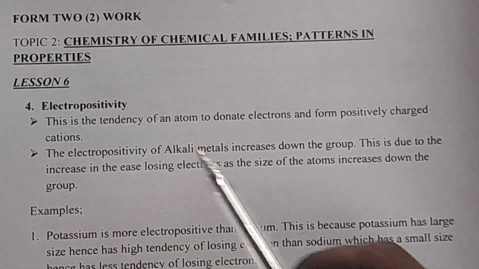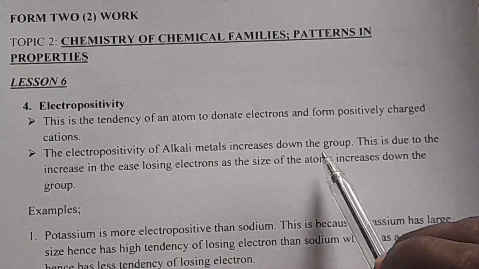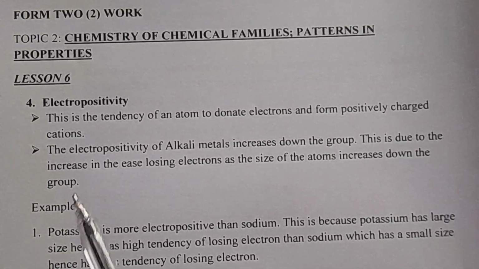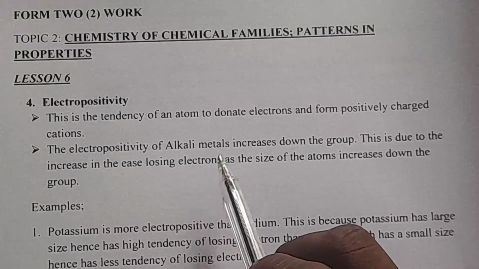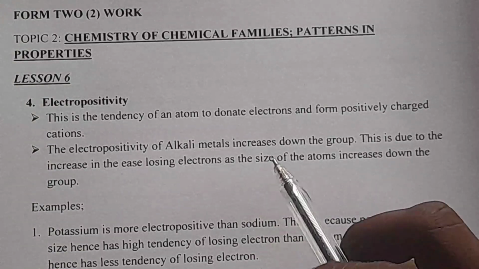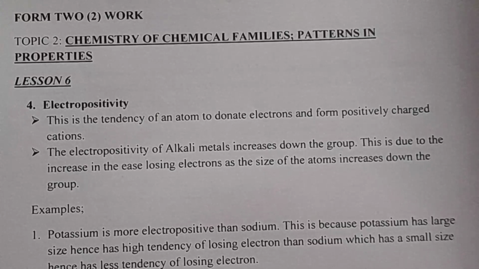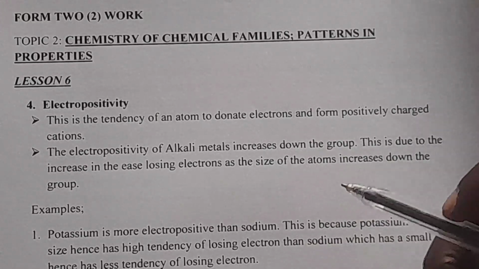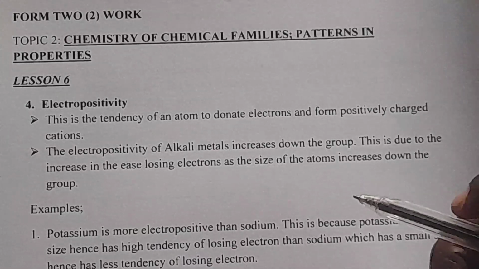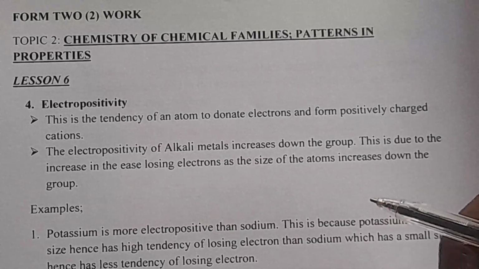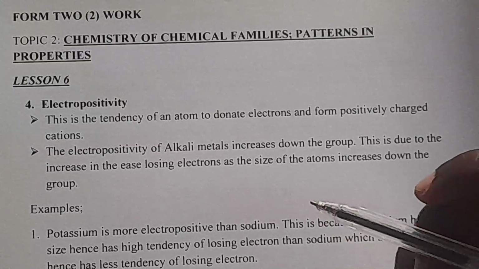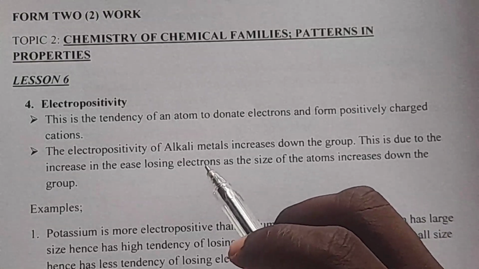The electropositivity of alkali metals increases down the group. So this is a trend in electropositivity of alkali metals. Reason: this is due to the increase in the ease of losing electrons as the size of the atom increases down the group. We know the size of the atoms of alkali metals increases down the group because of the increase in the number of occupied energy levels. So as the number of occupied energy levels increases down the group, the ease of losing electrons also increases, thereby increasing the electropositivity of alkali metals.